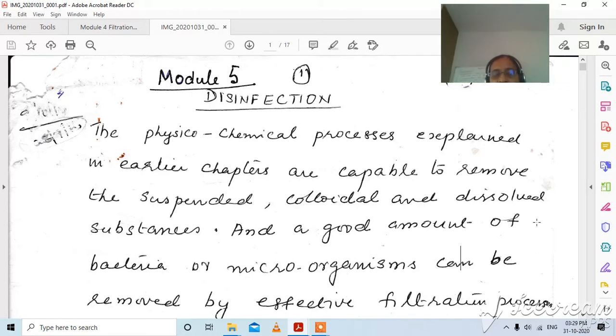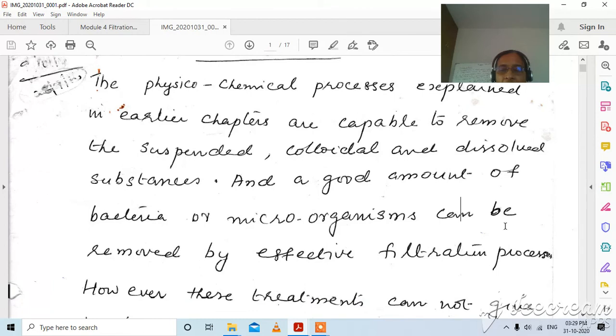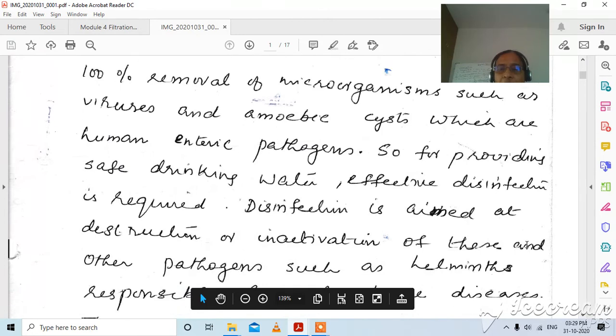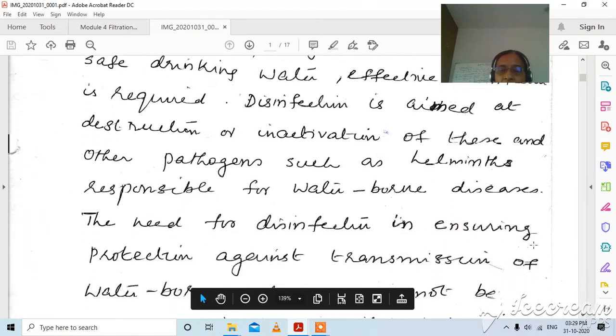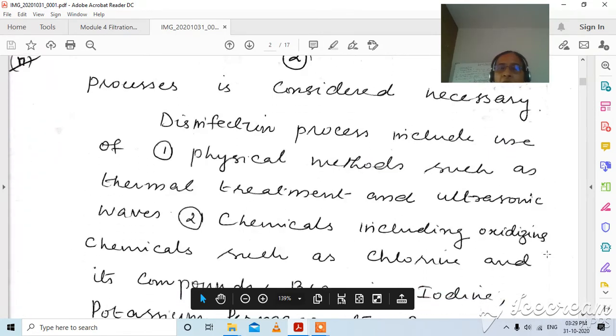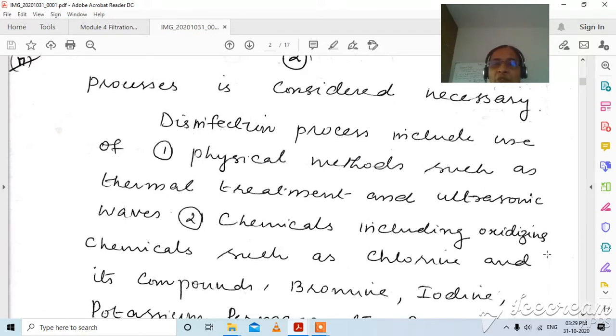Here it is mentioned that the different methods available for inactivation or removal of these bacteria or the microorganisms or the pathogenic bacteria as a whole. There are different processes mentioned here, and the process which is disinfecting, the process which is inactivating the microorganisms in the water, is called disinfection. So that is what we are going to discuss.